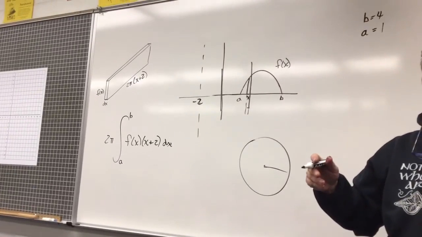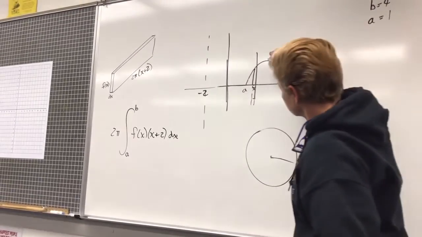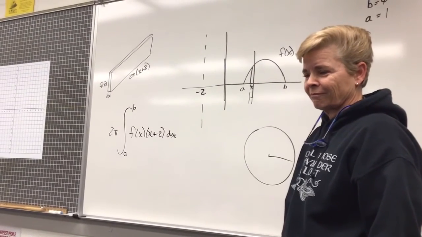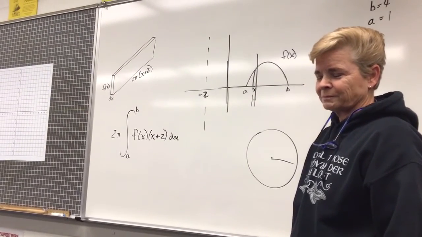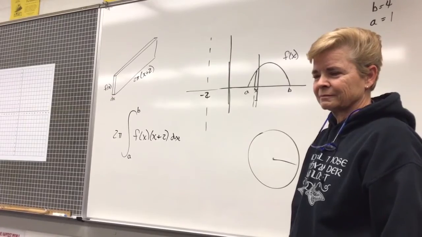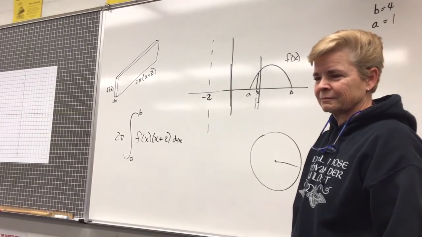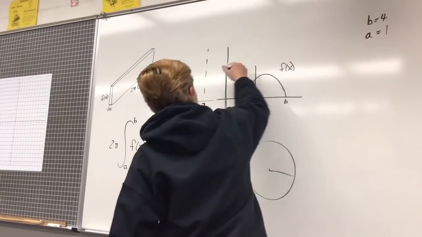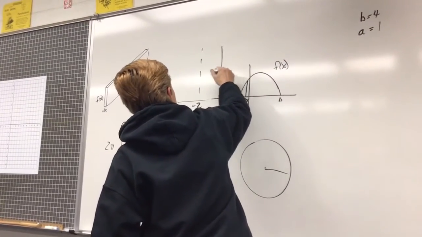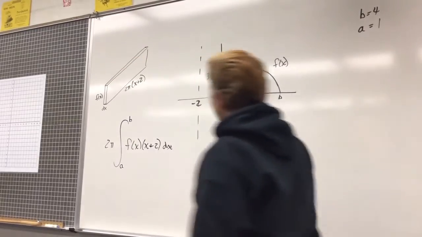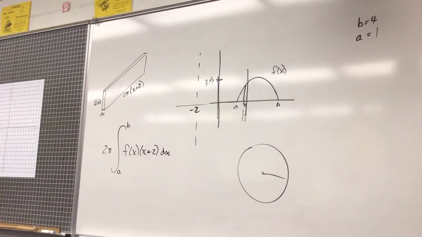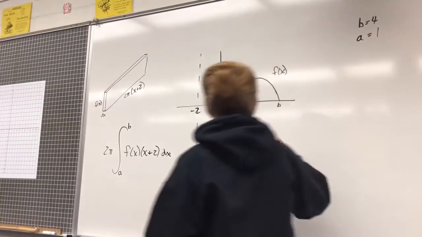What else? Height. How tall is it? Three and a half inches. Okay. So this distance, right here, is about 3.5. How can we write a parabola with this information? Where will the vertex of this parabola be?